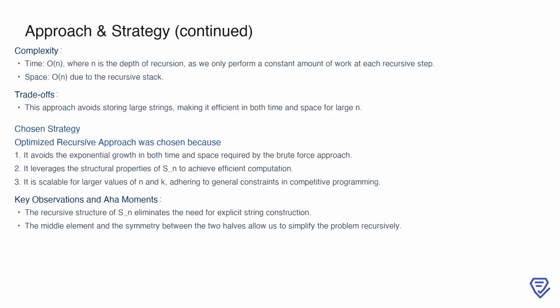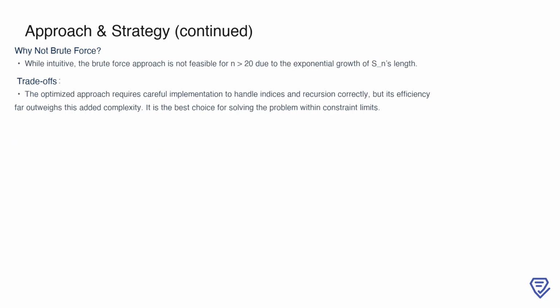to solve the problem. The brute force approach, although intuitive, falls short for larger values of n, especially beyond n equals 20, because the length of s_n grows exponentially. This makes the method infeasible within typical constraint limits. On the other hand, the optimized recursive approach, while requiring careful attention to detail and implementation, is far more efficient. It avoids the exponential growth of both time and space and relies on the structural insights of s_n to solve the problem efficiently.